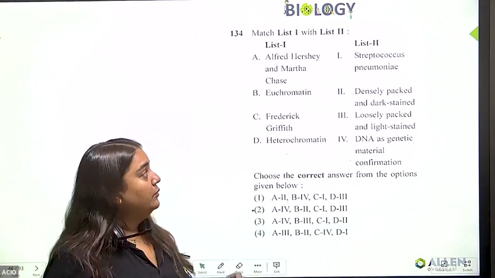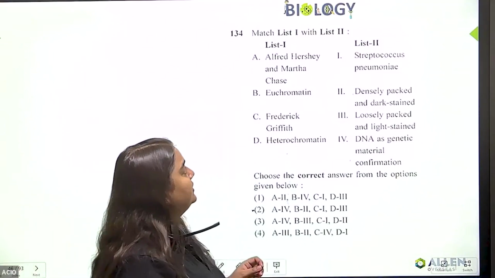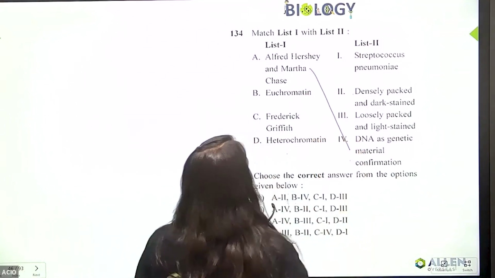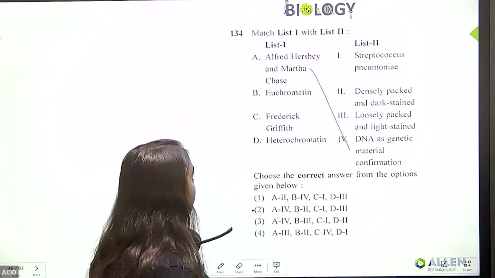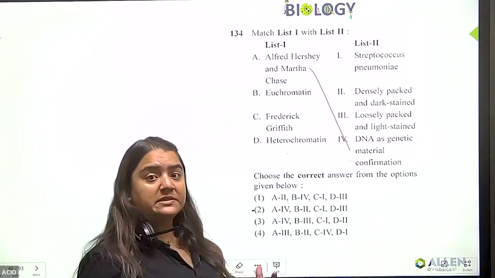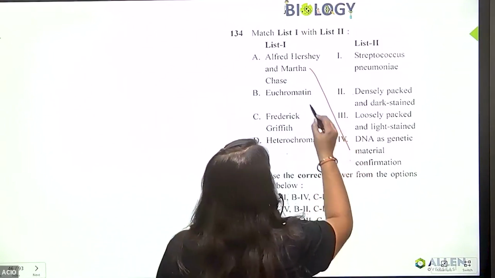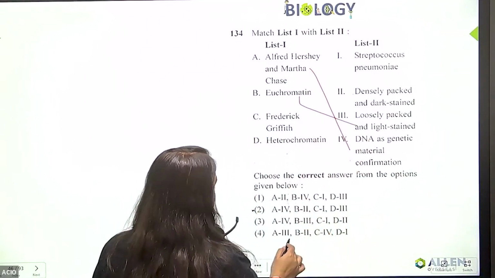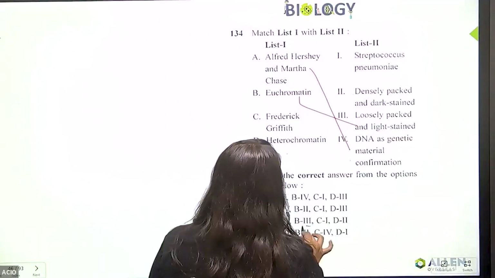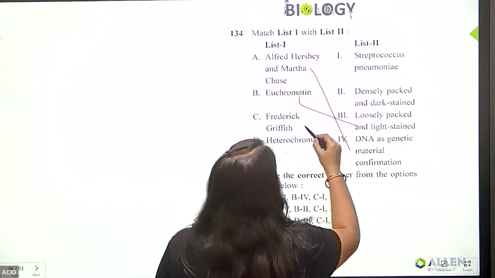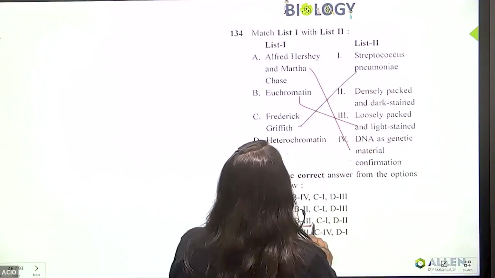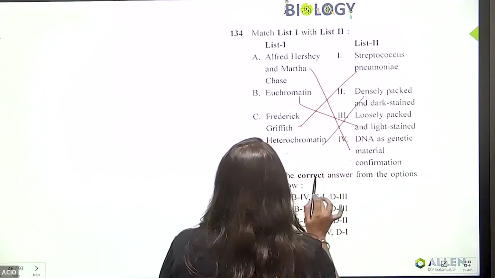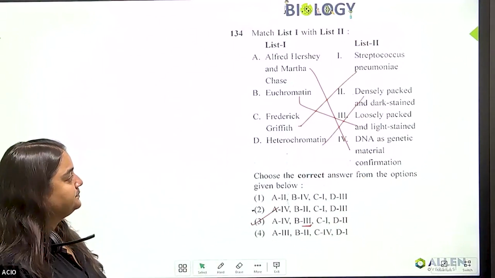Match list 1 with list 2. Let's match it. Alfred Hershey and Martha Chase told us that DNA is the genetic material. A goes with 4. Next, euchromatin is loosely packed and lightly stained. So B goes with 3. Then Frederick Griffith transformation experiment, Streptococcus pneumoniae, C goes with 1. Heterochromatin densely packed, D goes with 2. So the answer will be the third one.